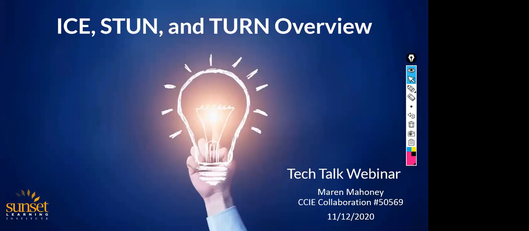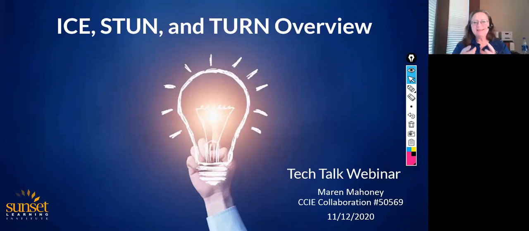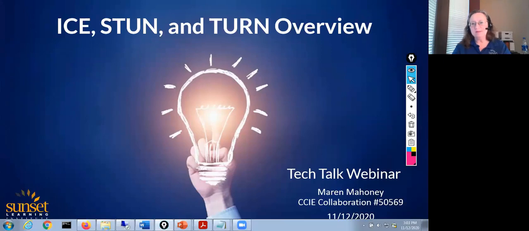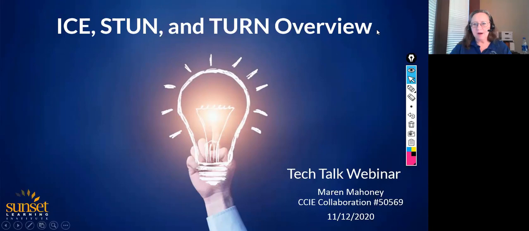My goal for this session is to define these three terms: ICE, STUN, and TURN. If you have been around current Cisco Expressway or Cisco collaboration deployments, especially MRA and the Expressway CE pair, you will have heard these terms, ICE, STUN, and TURN. And what do they actually mean?